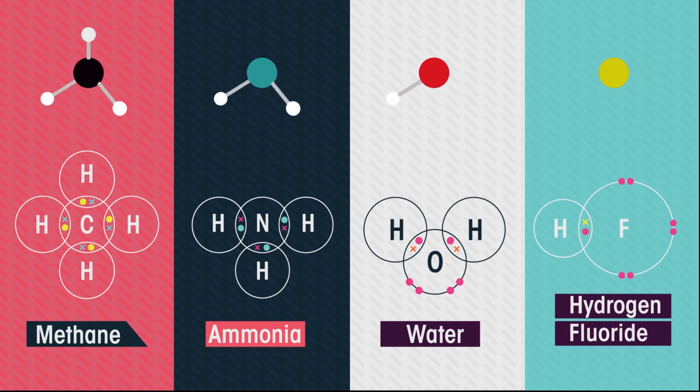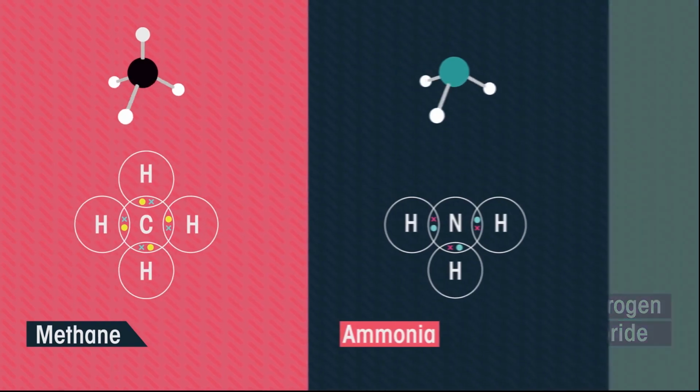In methane, all 4 are in bonds. This makes methane tetrahedral in shape. Look at what happens when we draw methane, ammonia, water, and hydrogen fluoride. Let's look at the shapes more closely.